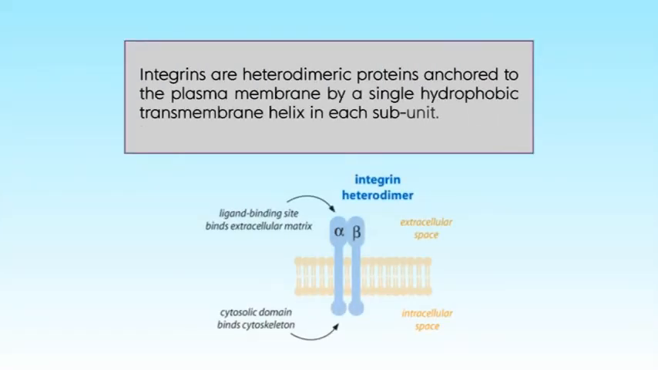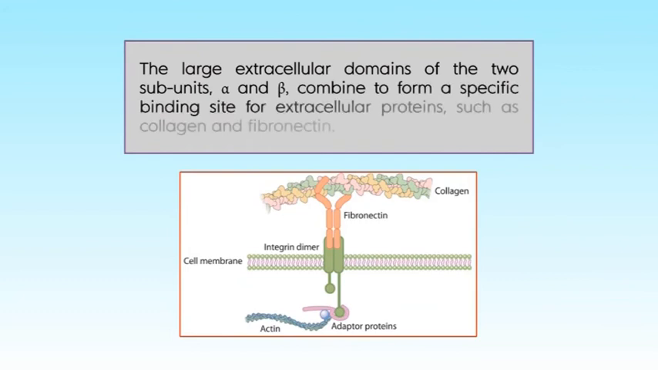Now let's look at cell-cell interaction. Several families of integral proteins in the plasma membrane provide specific points of attachment between cells or between a cell and extracellular matrix proteins. Integrins are heterodimeric proteins anchored to the plasma membrane by a single hydrophobic transmembrane helix in each subunit. The large extracellular domains of the two subunits, alpha and beta, combine to form a specific binding site for extracellular proteins such as collagen and fibronectin.